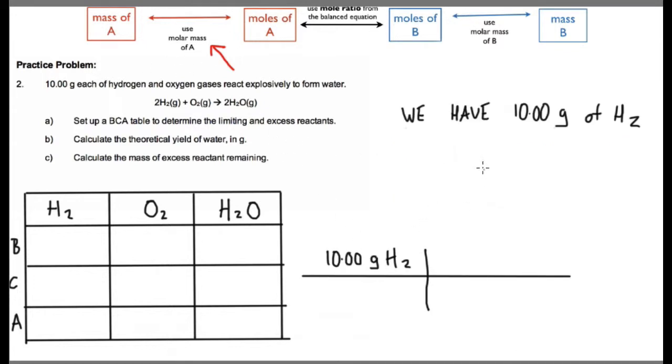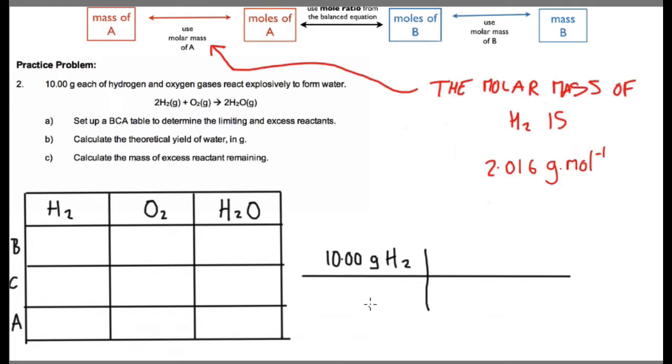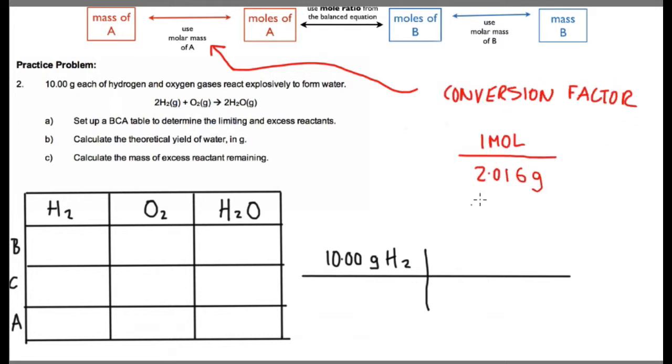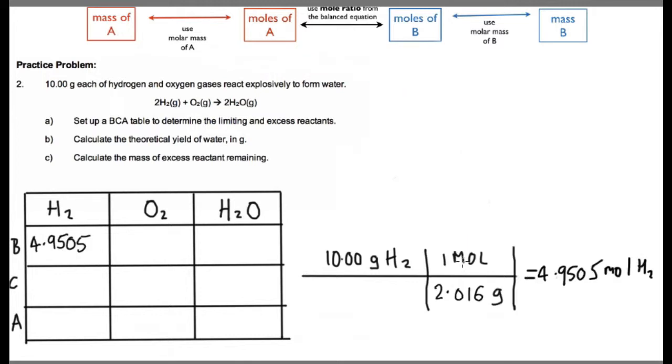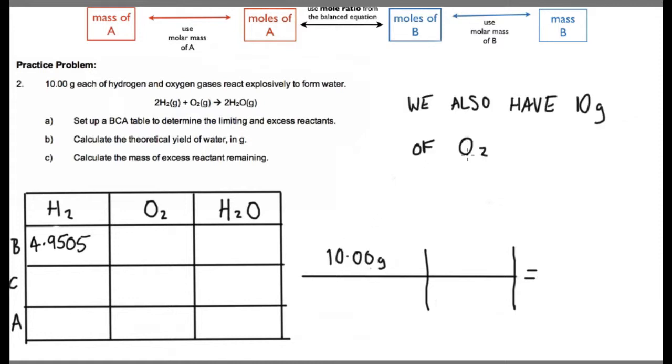We've got 10 grams of hydrogen, and the molar mass of hydrogen is 2.016 grams per mole. I've got it to 4 sig figs because we're given 4 sig figs there. Conversion factor 1 divided by 2.016. The moles go on top. That's what we're trying to find. Stick it in there and do the maths. I've got 2.9505 moles of hydrogen.